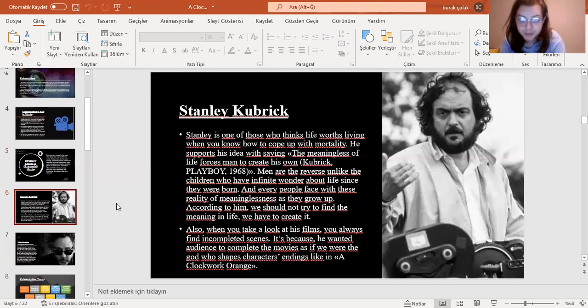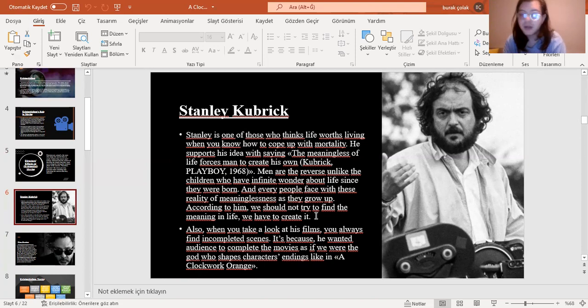First director, Stanley Kubrick. Stanley is one of those who thought life is worth living when you know how to cope with morality. He supports his ideas by saying that the meaninglessness of life forces man to create his own, in an interview with Playboy. Unlike children, who have infinite wonder about life since they were born, every person is faced with this reality of meaninglessness as they grow up. According to him, we should not try to find the meaning in life. We have to create our meanings. We have to go for it.